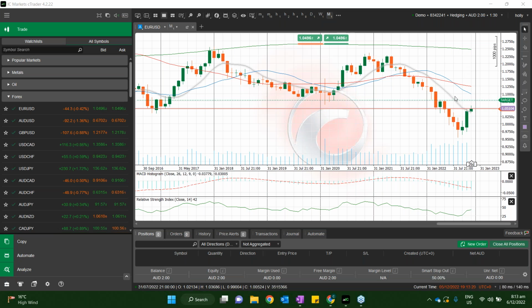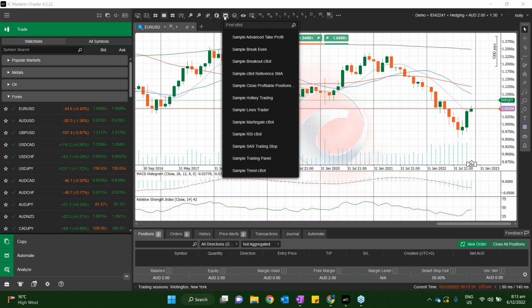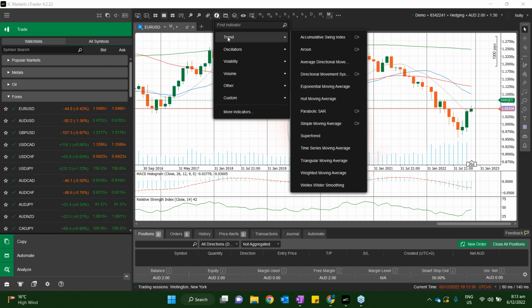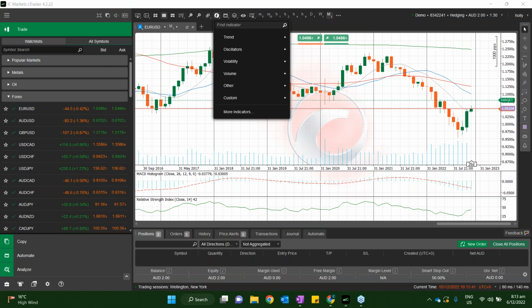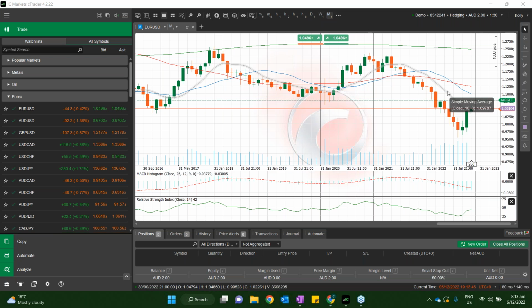So simple moving averages is what we put on our charts. You want to find your indicators. They're all here. You can go to trend indicators, or you can just hit find indicator and put in simple moving average. That's what we want to put in. And you want to put 4 of those on your charts. This is a 10 period moving average. This is a 20 period moving average, the blue one. The red one is a 50 period moving average, and the green one is a 200 period moving average.